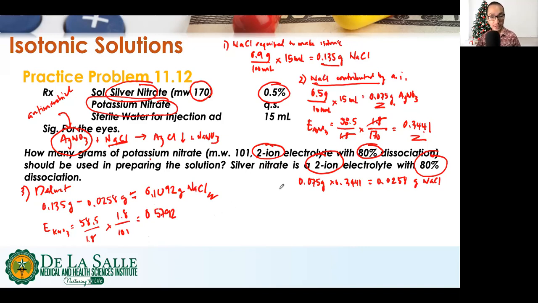Now, to determine the amount of potassium nitrate, we simply divide 0.1092 gram by 0.5792. And this will be equal to 0.1885 gram of potassium nitrate that will make the solution isotonic.